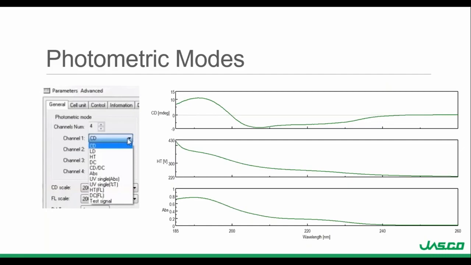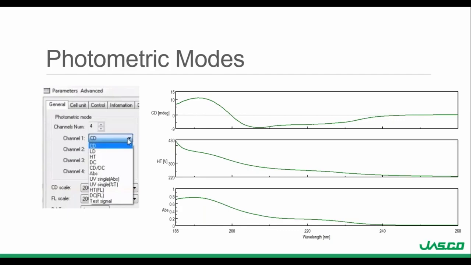First, we'll start with the photometric mode. The photometric mode is basically the signal being monitored, and you can select up to 4 channels, and the data is going to be acquired simultaneously. So if you want CD and absorbance, they're measured at the same time. They're not 2 subsequent measurements.